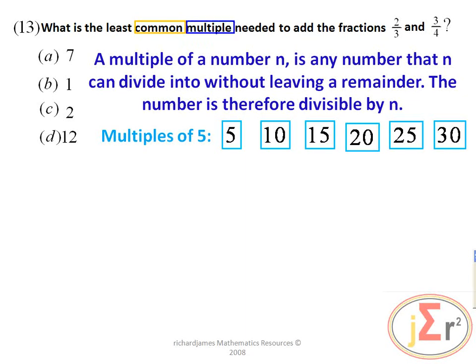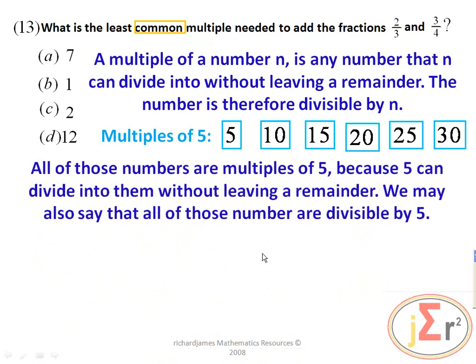And here is where the multiple is related to multiplication. Because if we are saying our multiplication table, what do we say, Jerry? 5 ones 5, 5 twos 10, 5 threes 15, 5 fours 20, 5 fives 25, 5 sixes 30. Right. So in our multiplication table, we find the multiples of 5. All of those numbers are multiples of 5 because 5 can divide into them without leaving a remainder. We may also say that all of those numbers are divisible by 5.